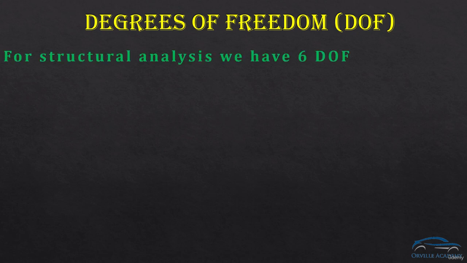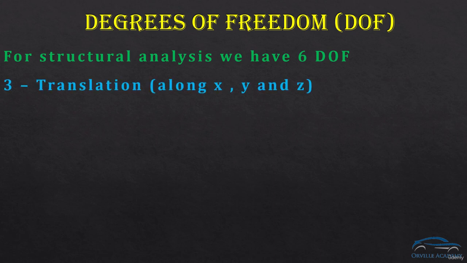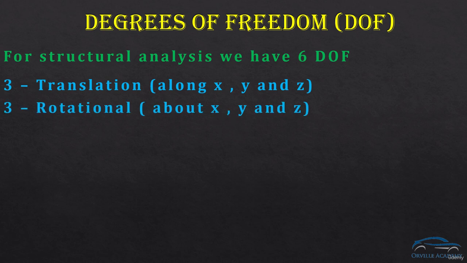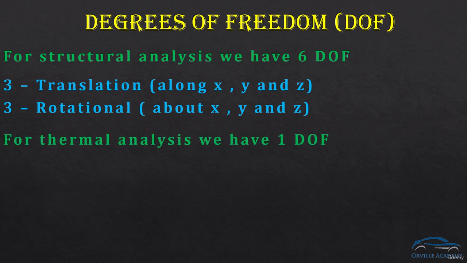Depending upon the type of analysis we are going to perform, the independent variables will change. Let us assume that we are performing the structural analysis. Then we have the displacement and the rotation as independent variables or the degrees of freedom. So here in case of structural analysis, we will have 3 translation degrees of freedom and 3 rotational degrees of freedom.